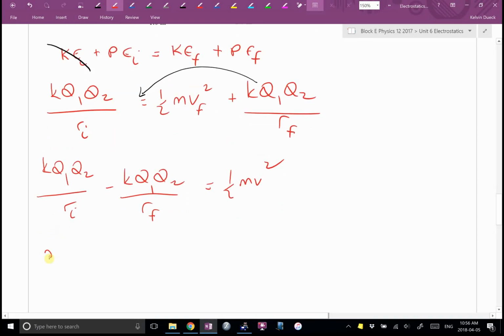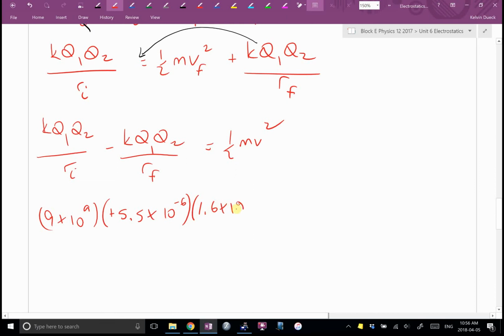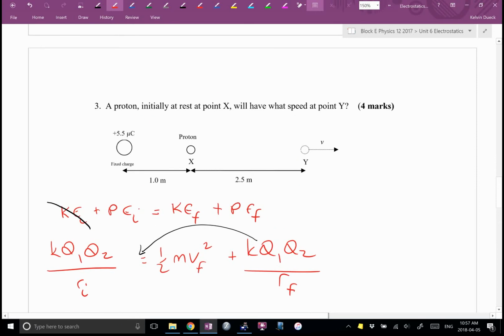k is 9 times 10 to the 9th. Q1 is positive 5.5 microcoulombs. Q2 is a proton. Divided by R initial, minus the same thing divided by R final. Careful, R final is not 2.5. It's 3.5 because it's the distance from the fixed charge. It's that distance right there.